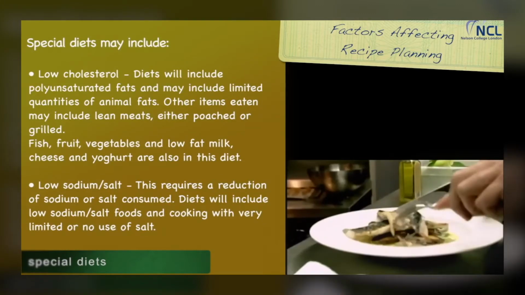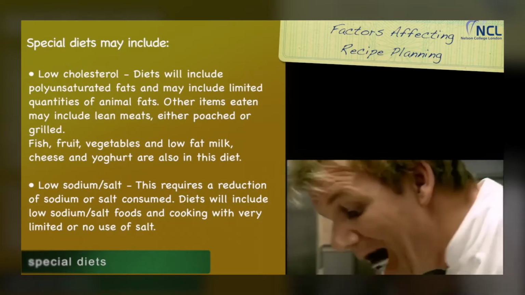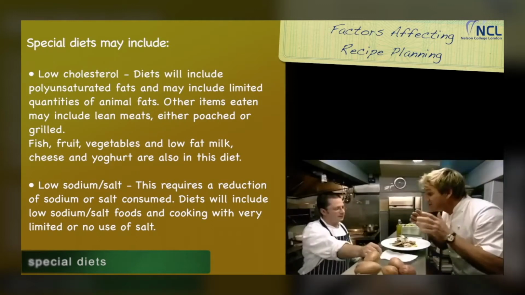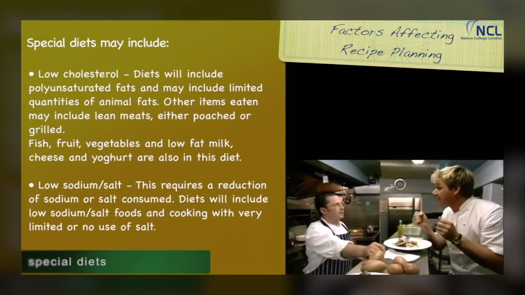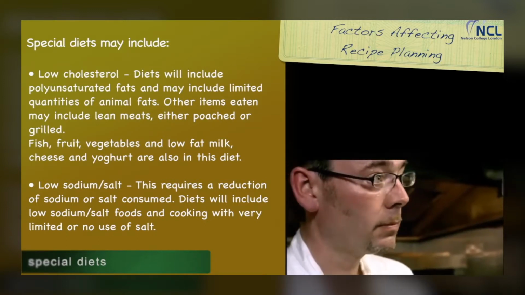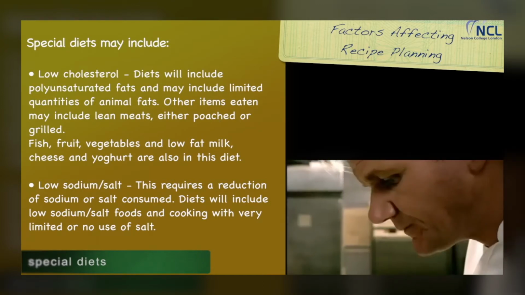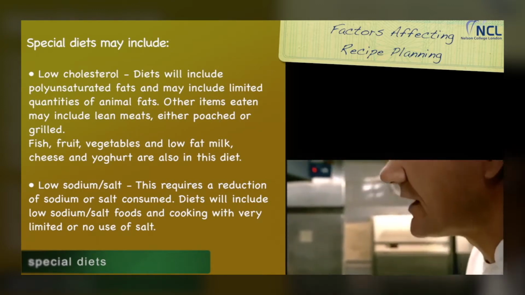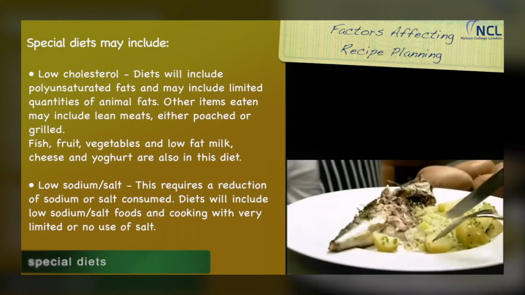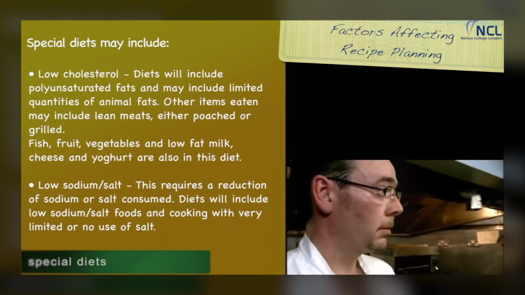Low cholesterol diets will include polyunsaturated fats and may include limited quantities of animal fats. Other items eaten may include lean meats, either poached or grilled. Fish, fruit, vegetables and low-fat milk, cheese and yogurt are also in this diet. Low sodium or salt requires a reduction of sodium or salt consumed. Diets will include low sodium or salt foods and cooking with very limited or no use of salt.